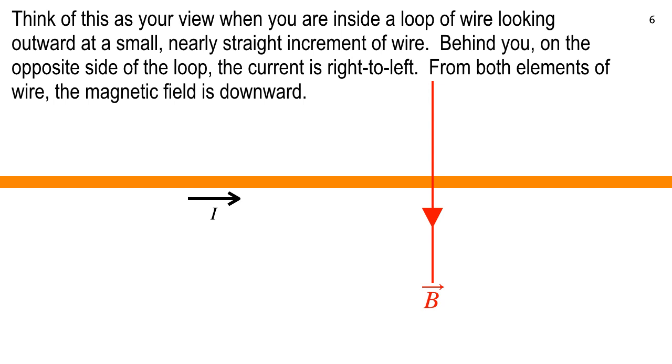But from both elements of the wire, the magnetic field is downward. So if you just think of this section that we're looking at, downward. If you think of the one behind me, downward. If you think of the one over there, and look at Megan's, she's got some wire over there. All right, downward, because the current's going this way.